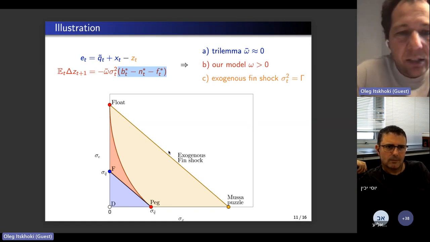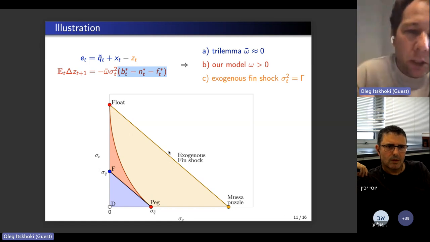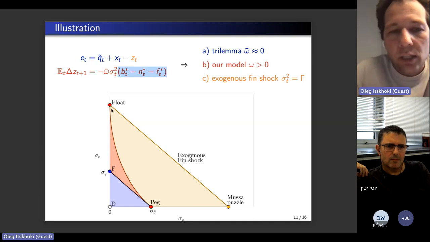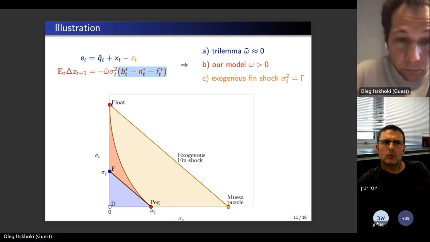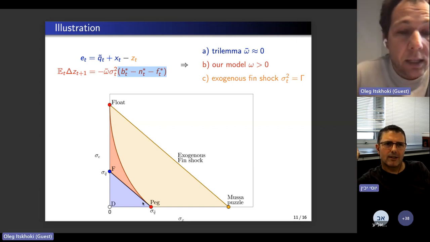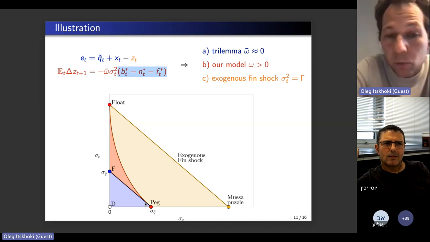Where we disagree is whether it's possible with a managed or partial peg to offset some of the volatility in the exchange rate. In their model, partial pegs will go along this line and will be crazy. In our model, they will go along this line and will lead to something that's meaningful. That explains why partial pegs would generically be desirable in our model, whereas in these alternative frameworks they will not be desirable.